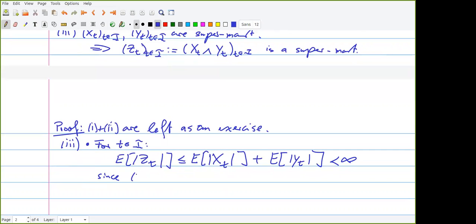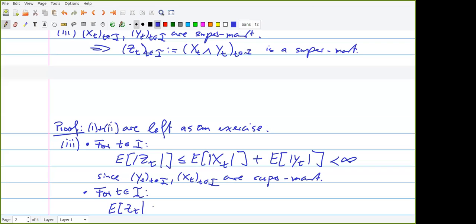Since X and Y, so the other way around, are supermartingales. Okay, and now we need to check the supermartingale property. So again, let's take an element in the index set I. And now we observe two things. So first, we want to estimate the conditional expectation of Z given the information up to time S. Right?